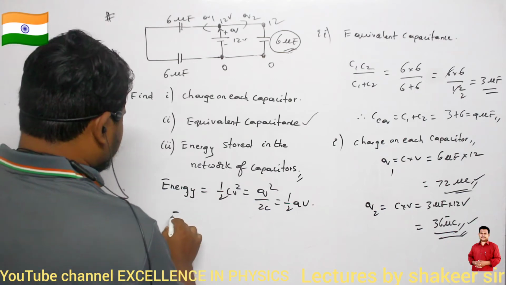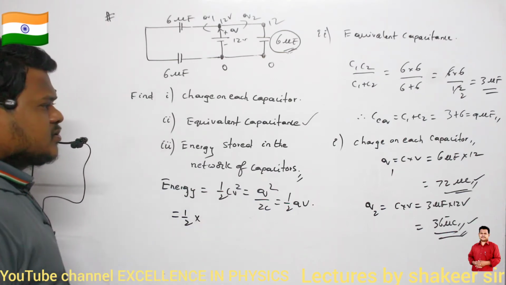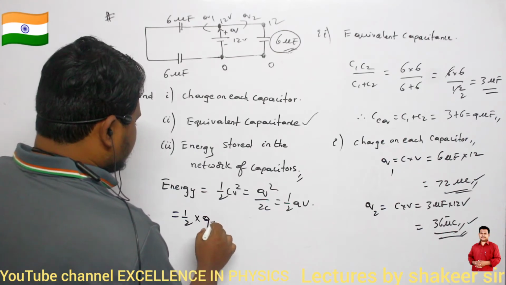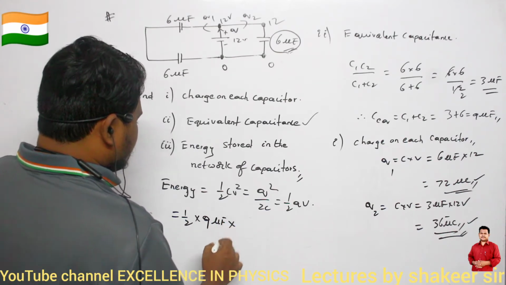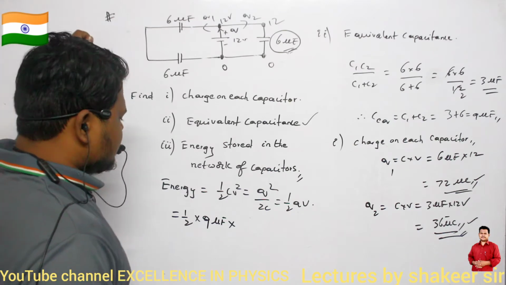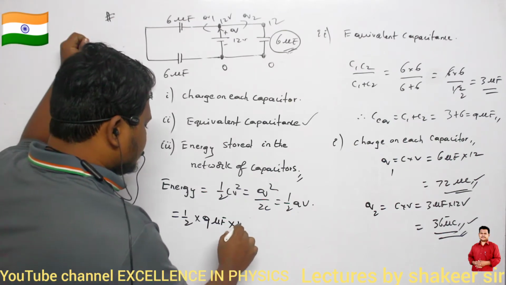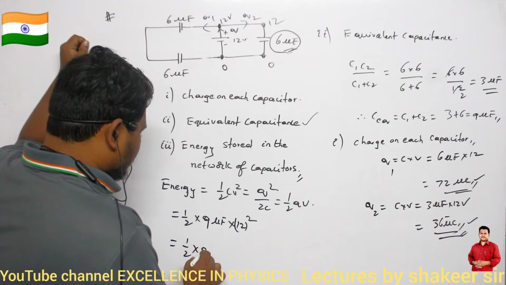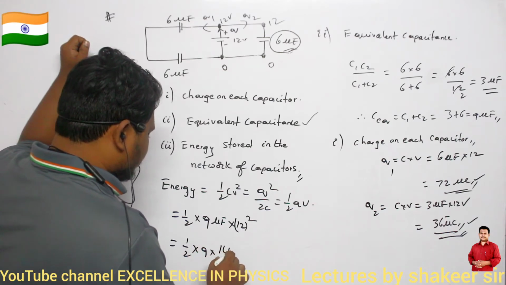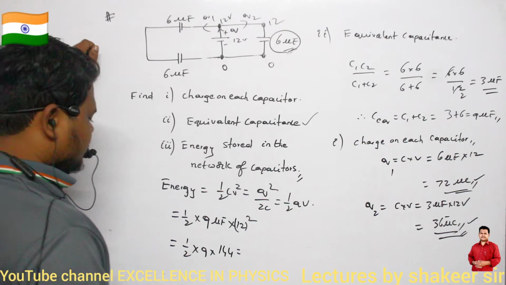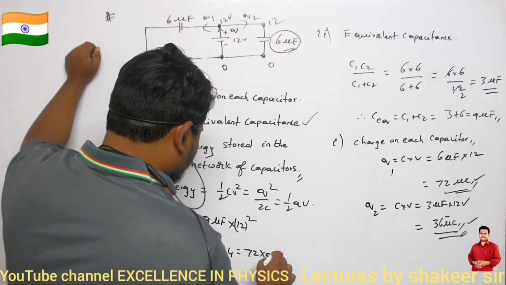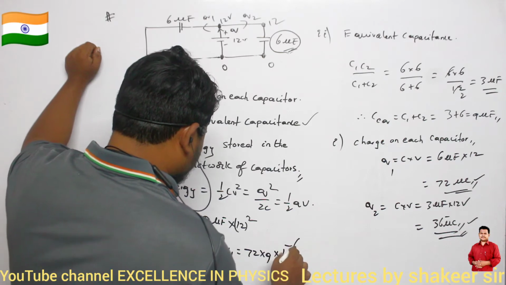Clear? So therefore, energy stored is half into, what is the total equivalent capacitance? Total equivalent capacitance is 9 microfarads. So 9 microfarads multiplied by, what is the potential difference which is supplied? 12 square. Clear? So therefore, half into 9 into 144. 144 means what? 72 into 9. Into micro means 10 power minus 6.